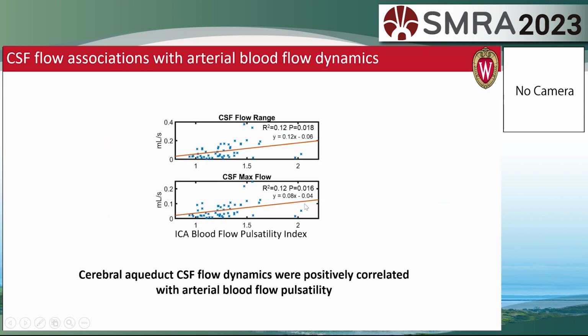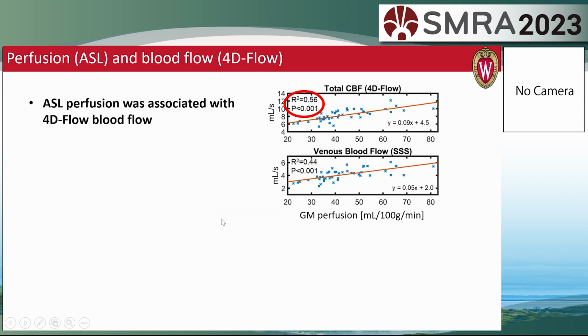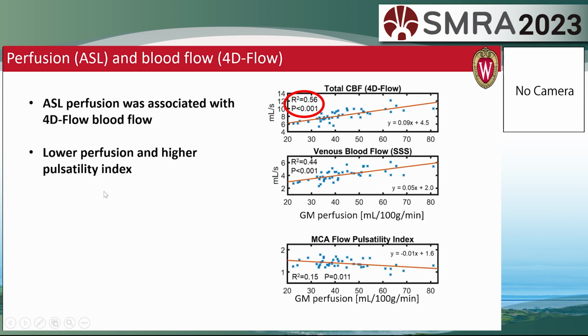Cerebral aqueduct CSF velocities were also correlated with arterial blood flow pulsatility, where we have greater CSF flow range and CSF max flow with greater internal carotid blood flow pulsatility. And since we have the perfusion and blood flow data, we look at the correlation between perfusion from ASL and blood flow from 4D flow, and we found a moderate correlation with both total cerebral blood flow and venous blood flow correlated to gray matter perfusion. And we also saw this trend that lower perfusion correlated with higher pulsatility index.